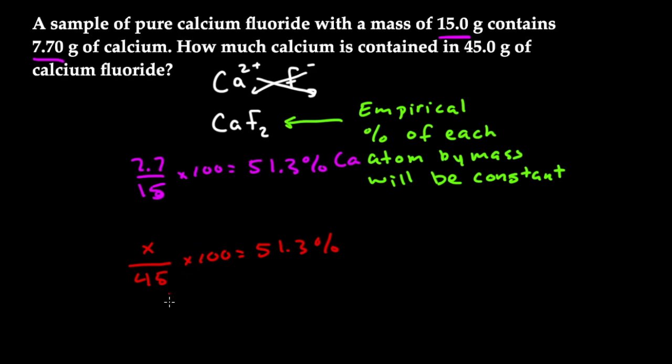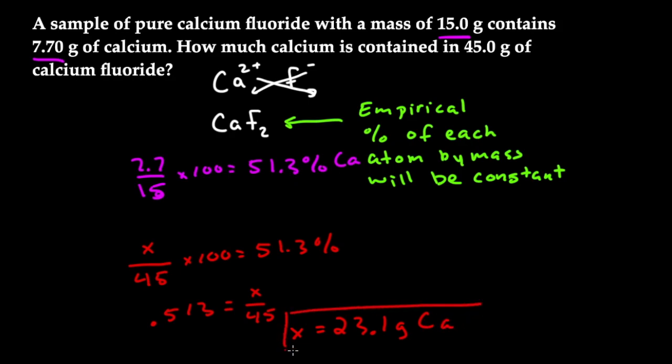So when we solve this equation for x, or if we do some algebra rather, we can get 0.513. So let's divide each side by 100, and that's going to equal x over 45. And so we solve this for x, and x is going to be 23.1 grams. So this will be the amount in grams of calcium that we can expect to find if we have 45 grams of this calcium fluoride.